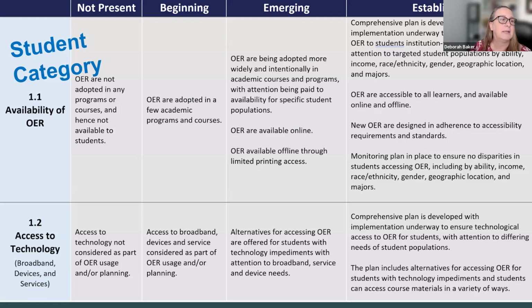One of the things I really want to point to here is in the availability of OER line there, 1.1, the emerging category, where in the center it says OER are available online and OER available offline through a limited printing process. And we asked a question about whether OER was available online, offline, or both. And we had about 50% of our respondents say it was only online. And so that was very telling to us because we thought we had done a good job over the last 10 years of explaining that this was available in both spaces, online and offline. So things like that just really made us more aware of what was happening in our system. The perception was across our system.